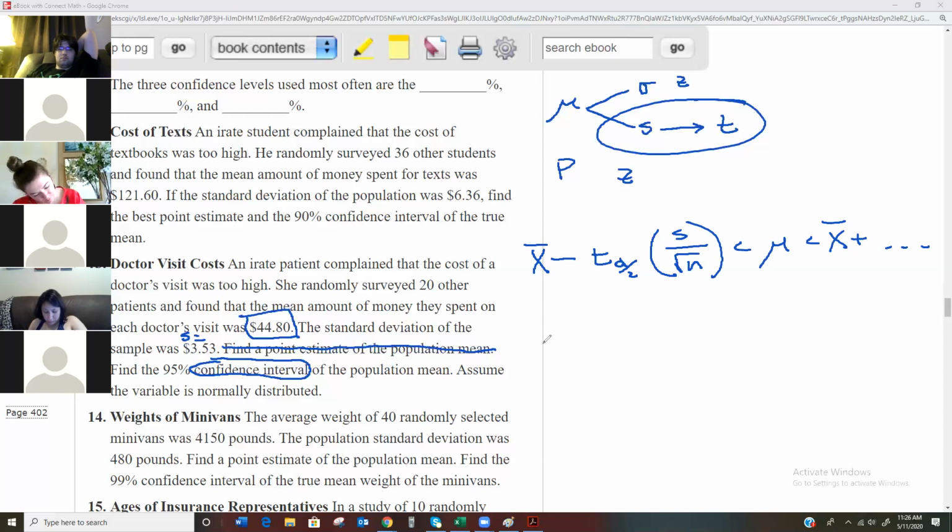Well, actually, let's just go ahead and go to the chart. So T sub alpha over 2, what are we going to look for on the chart in order to get it? So 95%, but then 20 minus 1, so 19. A degrees of freedom of 19, perfect. Our sample size is 20, so our degrees of freedom is 19, and we're at 95%. So pull that up.